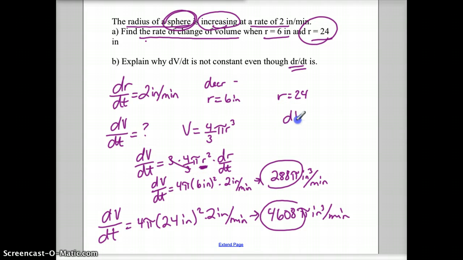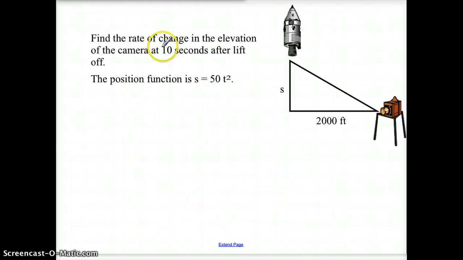If our rate of change of volume didn't have an r in it, if it were some kind of thing like this where it just had a dr/dt in it, then the rate of change of volume would also be constant because dr/dt is constant, and all we're doing is multiplying it by 3. But the rate of change of volume has a variable in it other than this constant. So that's why our volume rate is changing, even though dr/dt is not.